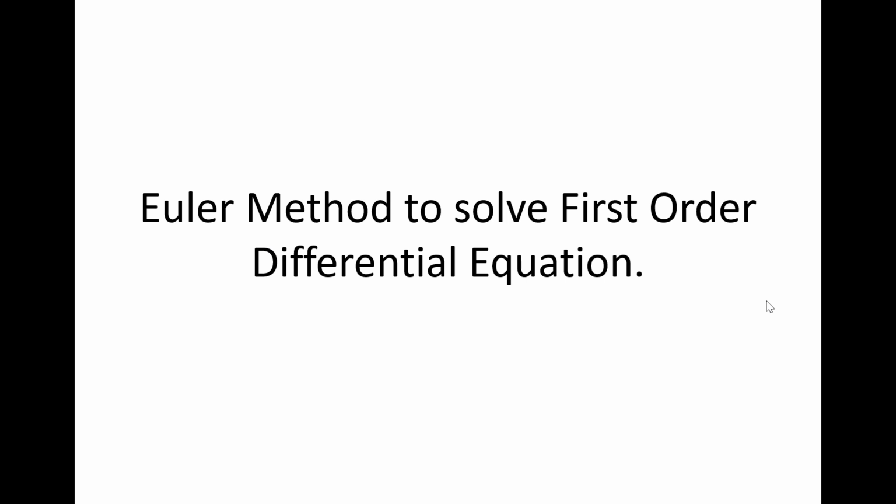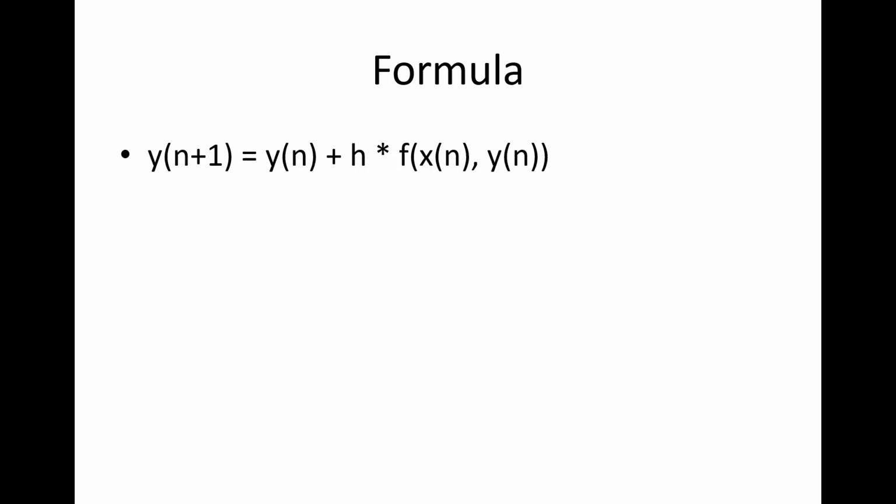Hello everyone, so today we will be seeing how we can solve the first order differential equation using the Euler method. So basically we know the formula that y_{n+1} is equal to y_n plus h into f of x comma y. When we take the equation as y dot is equal to x plus y, it will be y plus h into x plus y. So this is the formula we will be getting. This we will discuss in the upcoming slides.